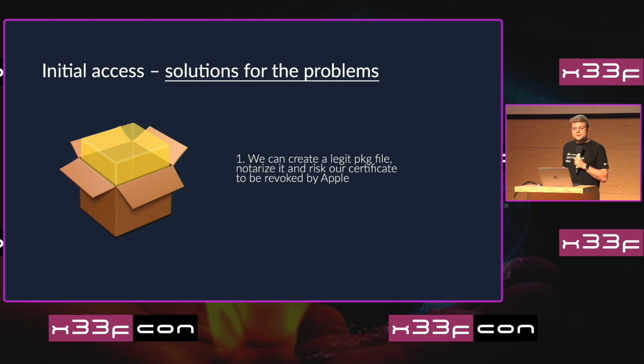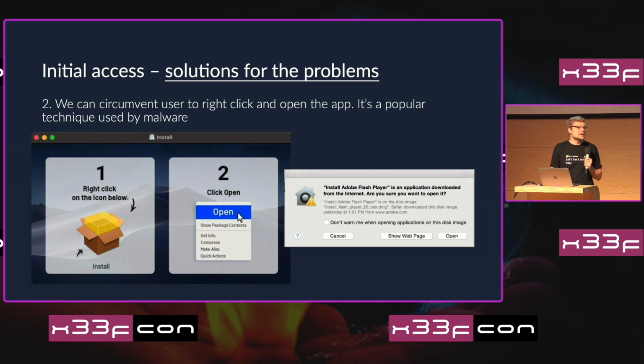However, there are some solutions. So the first one is, of course, delivering a package file that is notarized. However, we risk our certificate being revoked by Apple, right? So in red teaming, we don't want to risk it. There are services that use stolen developer certificates for that purpose, but yeah, if you do internal red teaming, you probably do not want to use stolen certificates, right? So that's the first idea. The second idea is a technique commonly used by malware.